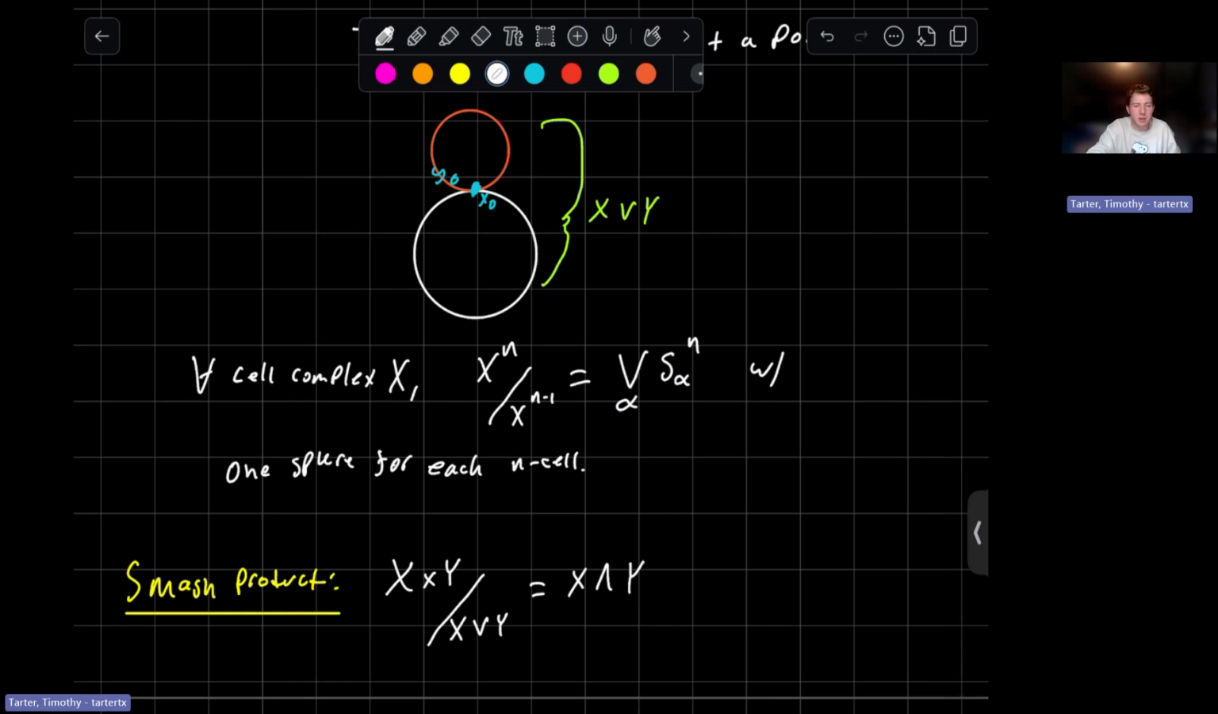Let me see if there's a picture on Wikipedia that's going to help. Yep, Wikipedia always has a picture.